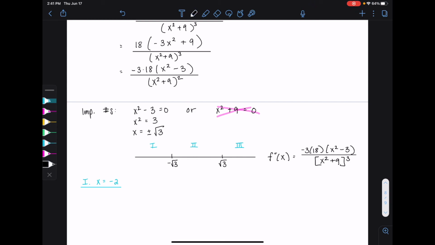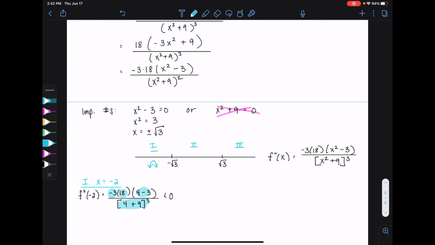Plugging that into our second derivative will give us negative 3 times 18. Negative 2 squared will be positive 4 minus 3 divided by negative 2 squared plus 9 cubed. So this is positive, this is positive, this is positive, that's negative. Overall, this thing is negative. So immediately my graph is going to be concave down on this interval.